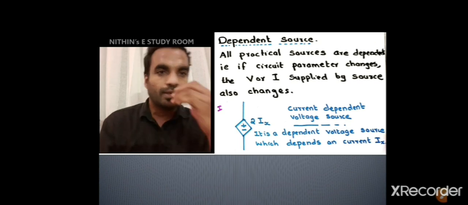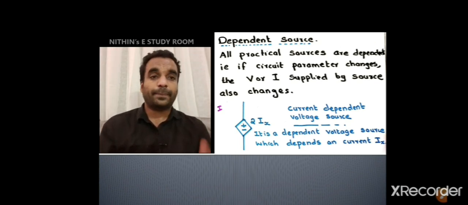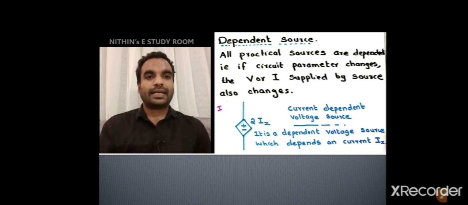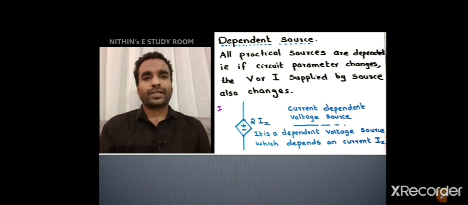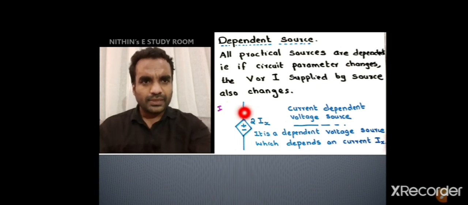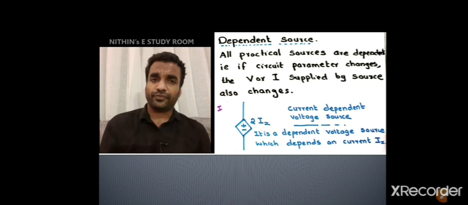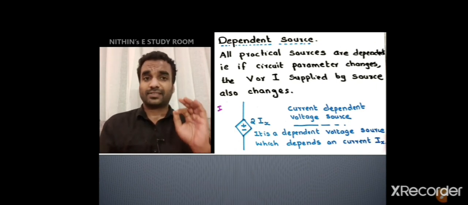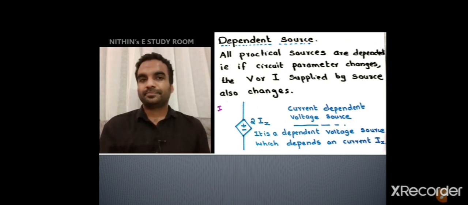Now I am briefly commenting on 4 types of dependent sources. It is also very important in doing problems. The first type is the current dependent voltage source. How can we identify it as a voltage source? It is very simple. You can see that there is a plus and minus. We always represent a voltage source with this plus and minus. But earlier we used a circle. Now it is a diamond shape.